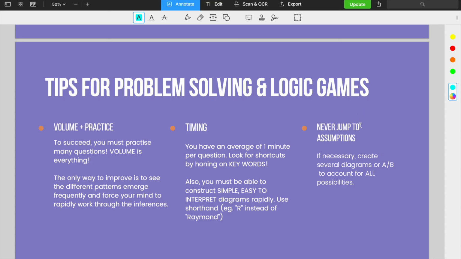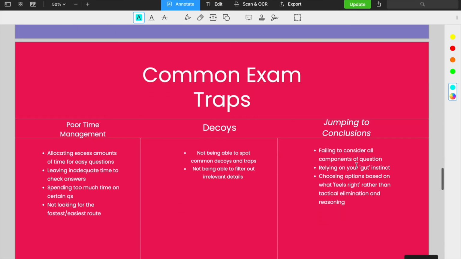Never jump to assumptions, so if necessary, create several diagrams, okay? So if you're working on a logic game question, don't be like, oh, my gut instinct is that I think Raymond likes fishing, so I'm going to put that there. No. Create several diagrams to account for the different possibilities. Common exam traps. So poor time management is the biggest mistake or trap that kids fall for, especially when they get overwhelmed.